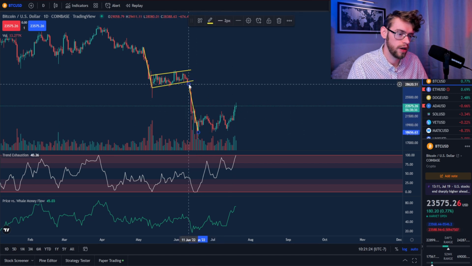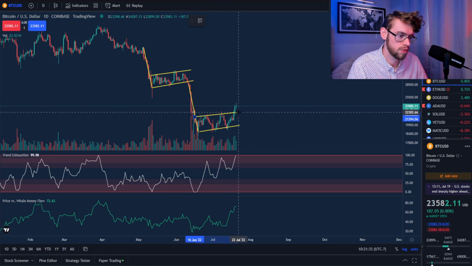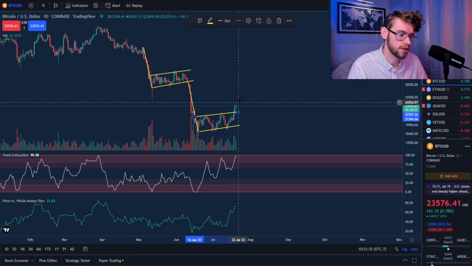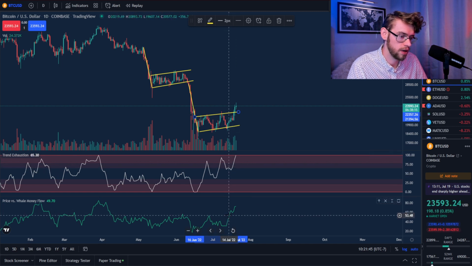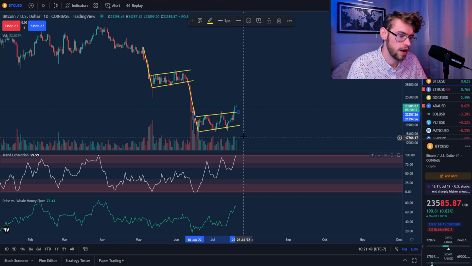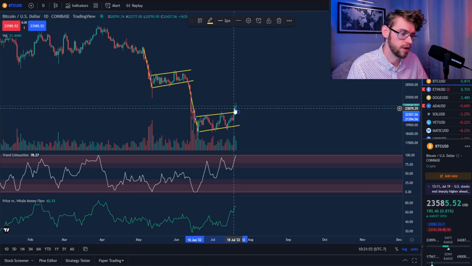Right here, again, almost vertical move down, followed by an upward trending channel. However, this broke out to the top side. Again, as you see here, despite being at a key resistance level, the trend exhaustion had room to move up. And again, right here, the price versus well money flow had room to move up. And because of that, it shot up through this resistance level as a breakout pattern.